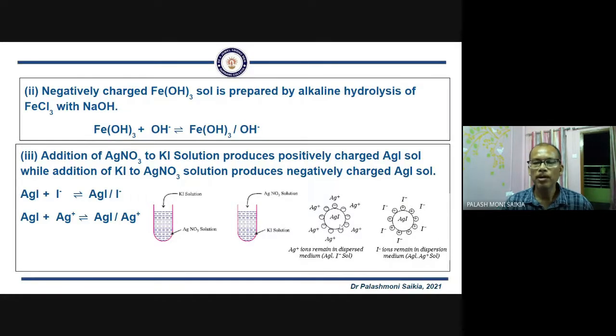So silver iodide will preferentially absorb silver ion if it is formed in silver nitrate, but it will absorb iodide ion preferentially if it is formed in KI. It will not absorb potassium ion because potassium ion is not common to its structure in KI. Similarly, in silver nitrate, it will not absorb nitrate ion, because nitrate ion is not common to its lattice.